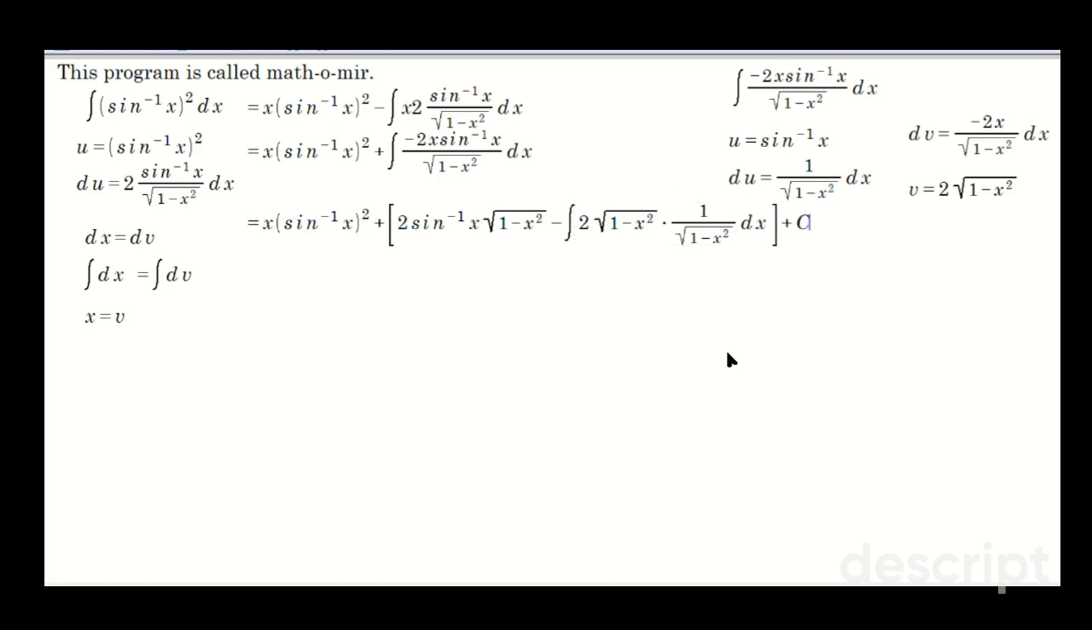So you see, I'll attach the c now. It's actually not going to be hard because what will happen with this one? This one here will cancel with this one, and you will have just 2 left over. So now this will give us x sine inverse of x quantity squared plus 2 sine inverse x times the root of 1 minus x squared, and then this is just minus 2x, believe it or not, plus c. So 2 integration by parts, and it works out.